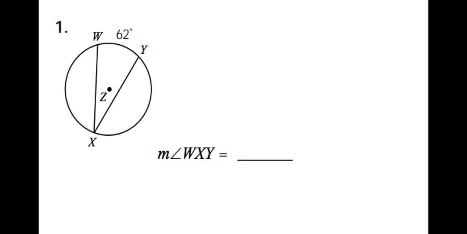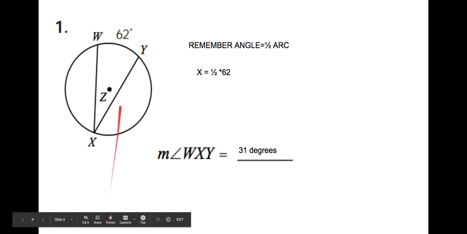So now remember, the most important thing is the angle is 1/2 the arc. Okay. So now you have to understand which one is the arc and which one is the angle. So 62 degrees is referring to the arc. Okay, so x equals 1/2 times 62. So 1/2 of 62 is 31 degrees. Okay, you just have to remember which one is which. Let's go on to the next one.